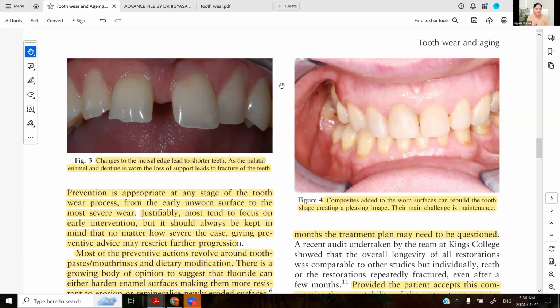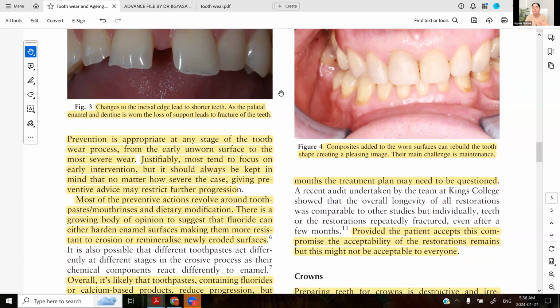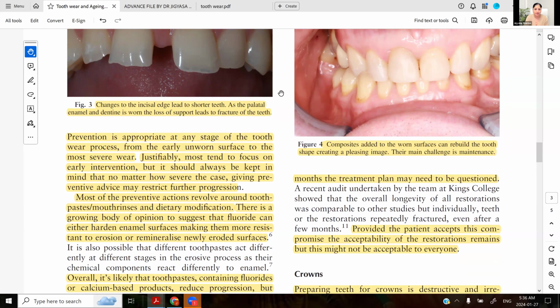orthodontic extrusion is the preferred method, right? Because it maintains the natural zenith of the gingiva, and it doesn't lead to the sacrifice of the supporting bone, which would go with the surgical crown lengthening.